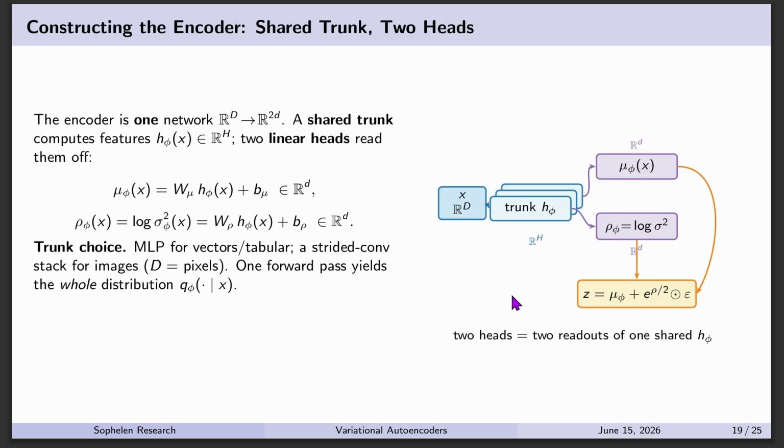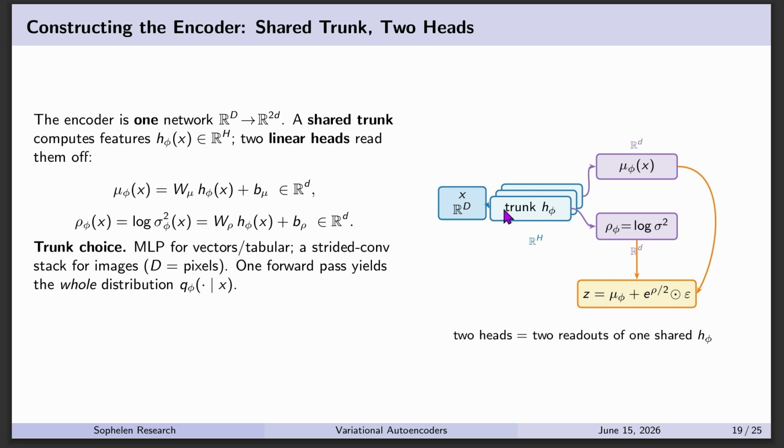Let's take a quick look at the encoder architecture. The encoder's purpose is to take a data point and send that to a Gaussian blob. So per data point, it depends on what kind of data you have. If it's just tabular data, then you can use some kind of MLP. But if it's images, then you have to use maybe a convolutional neural network.